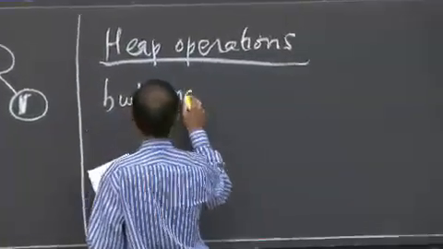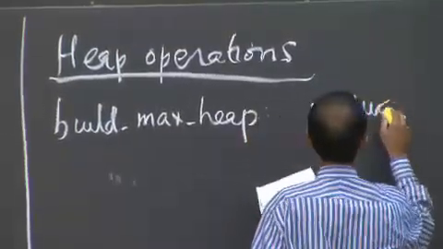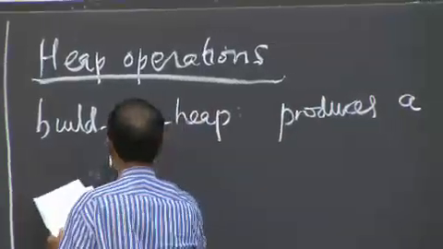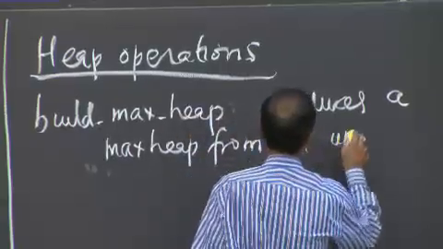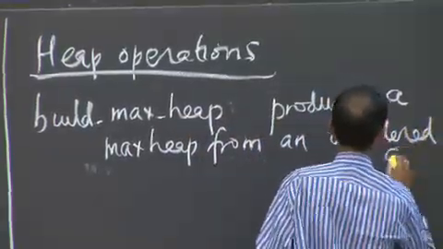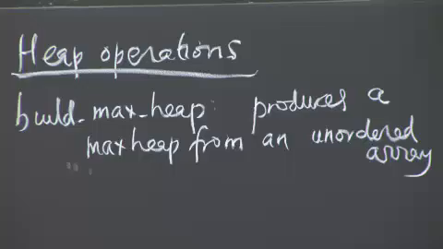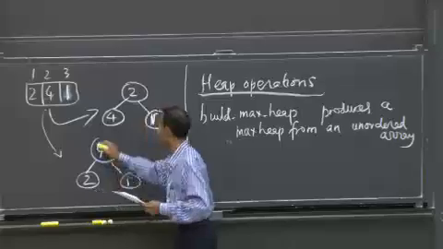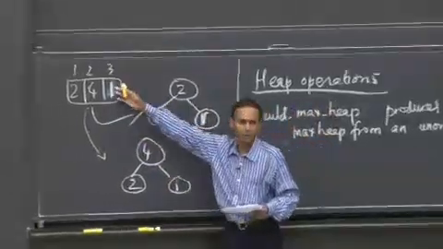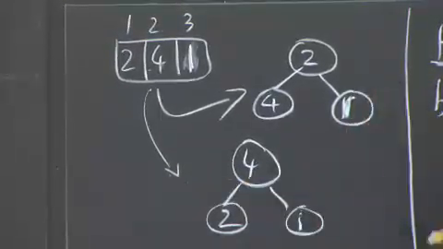Well, we're going to have build max heap, which produces a max heap from an arbitrary or unordered array. So somehow I have to turn this into, for example, 4, 2, 1, which is in effect sorting this array, or changing the order. Maybe not fully sorting it, but changing the order. That's what build max heap is going to have to do.